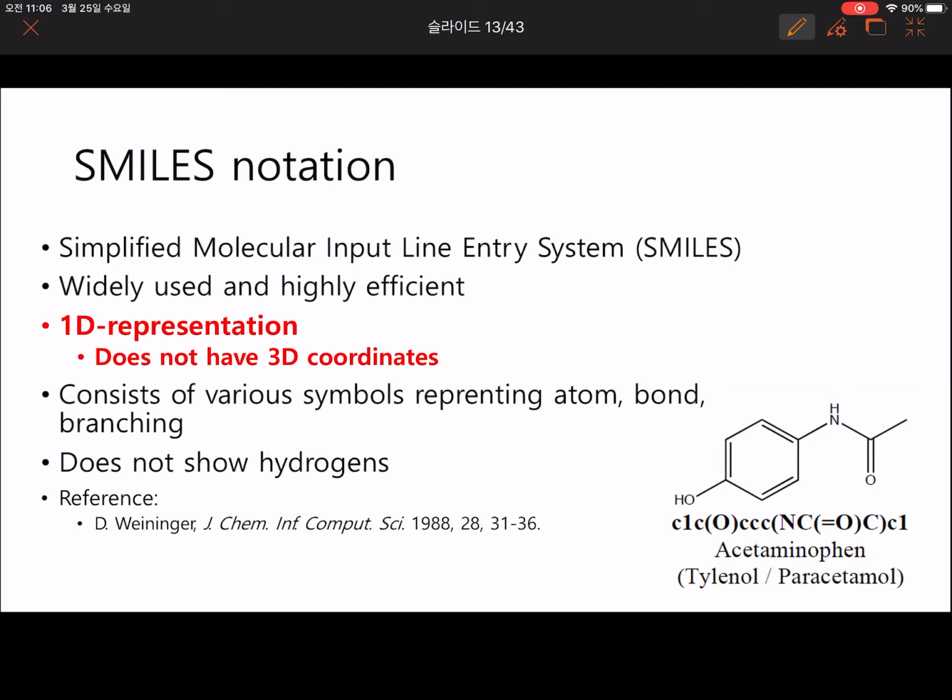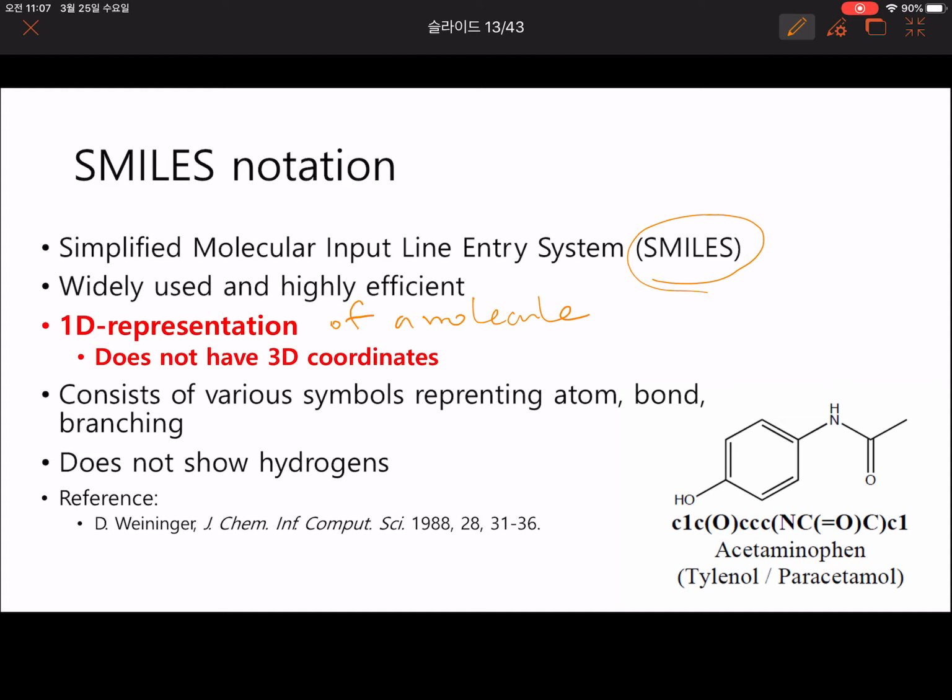So in this video, we're going to talk about the SMILES notation. SMILES is the abbreviation of Simplified Molecular Input Line Entry System. In short, it is called SMILES. The SMILES notation is actually the 1D representation of a molecule, so it doesn't contain any information about the 3D coordinates.